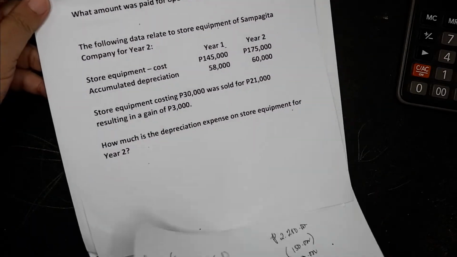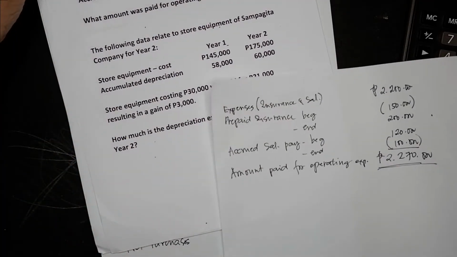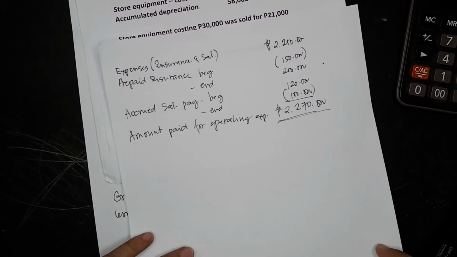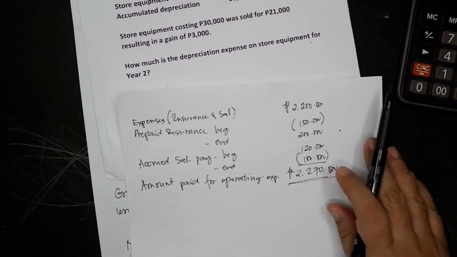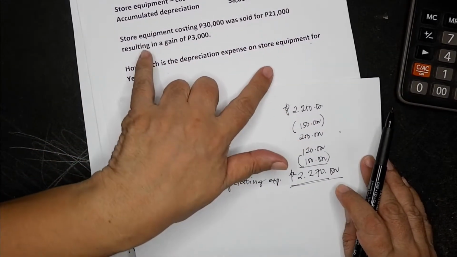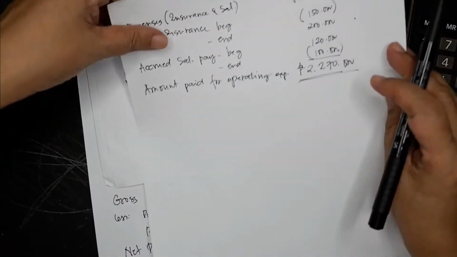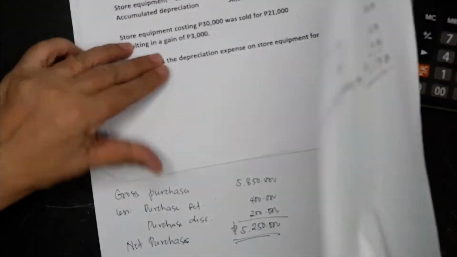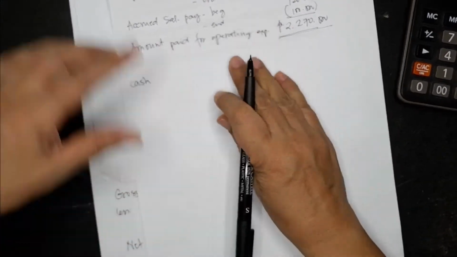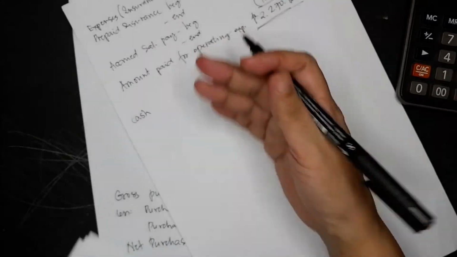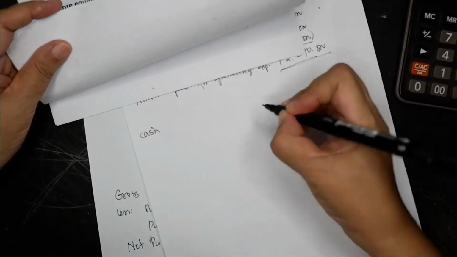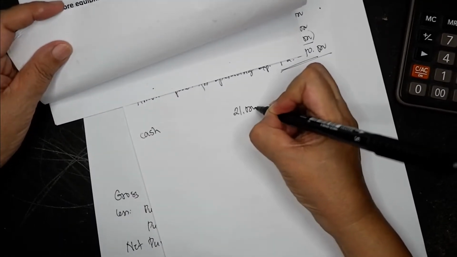So again, let us reconstruct the entry made when we sold the store equipment. Store equipment costing 30,000 was sold for 21,000, resulting in a gain of 3,000. So, the entry: debit cash. How much payment did we receive? It is 21,000. Debit cash, 21,000.